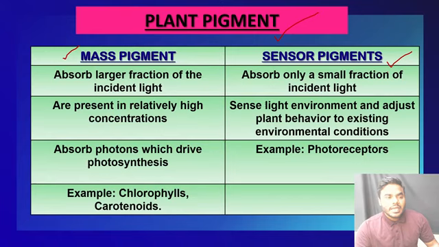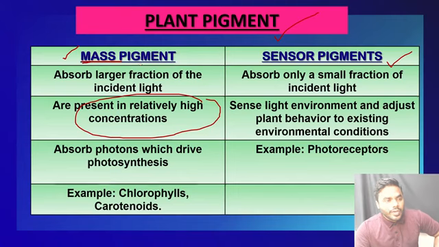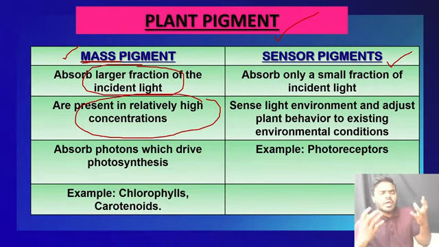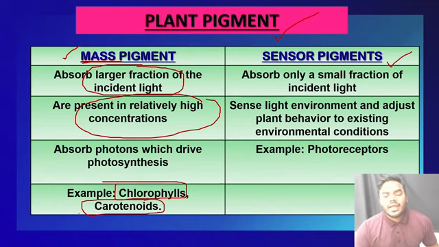Mass pigments, sensor pigments. Mass pigments, the name itself indicates they are present in high concentration, there is no doubt about it. At the same time, they absorb a very large fraction of the incident light. And what is the best example of the mass pigments which are present in high concentration in the plant body, friends? Undoubtedly chlorophylls, as well as carotenoids. Kindly do not forget it.